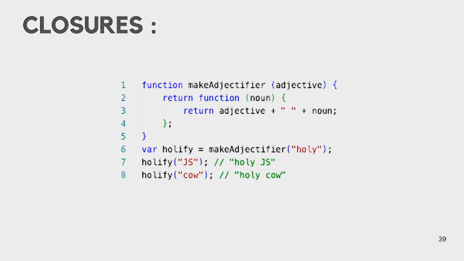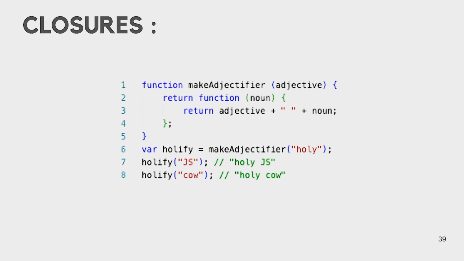For example, if I create a function called holify by using makeAdjectivier with the adjective holy, and then use holify on a noun like JavaScript, it results in holy JavaScript. And if I use it on cow, it returns holy cow. Yes, functional programming can indeed include a dose of dad jokes.